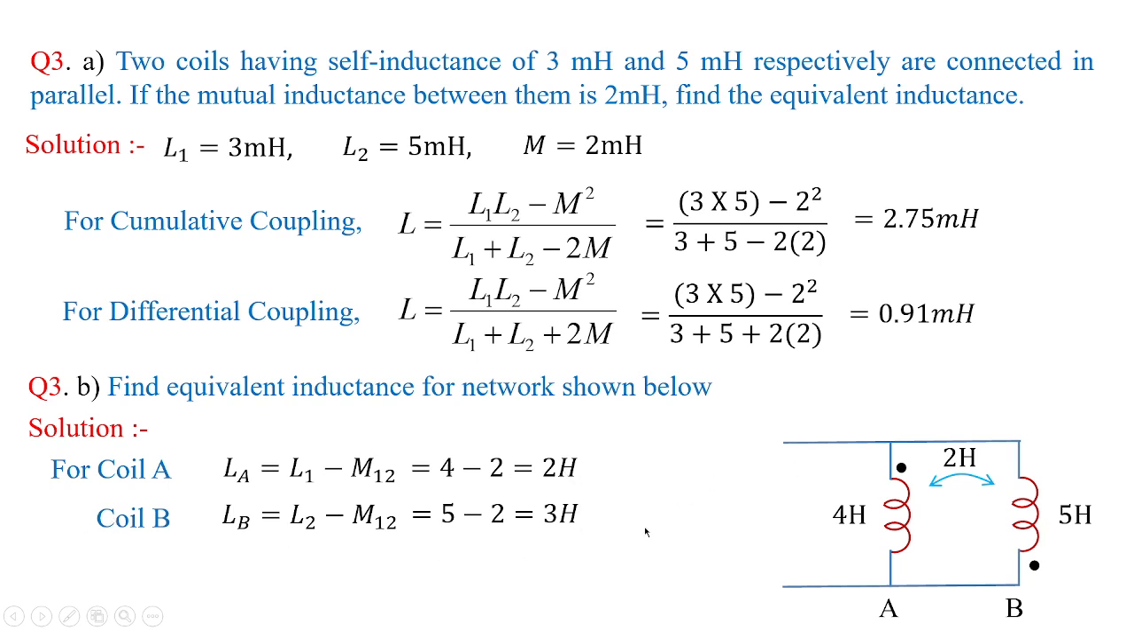Now based upon the standard inductor arrangement in parallel, we get 1 by L equal to 1 by LA plus 1 by LB. So this is another way of estimating the parallel arrangement problem, whose value will be equivalent to 6 by 5 or 1.2 henries. So this is also another way to solve the problem. I hope you understood how we have framed this formula based upon the given coil arrangement.